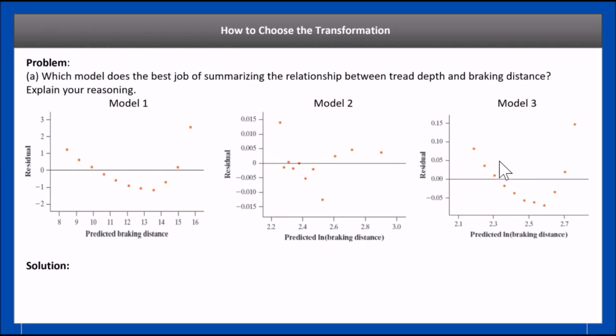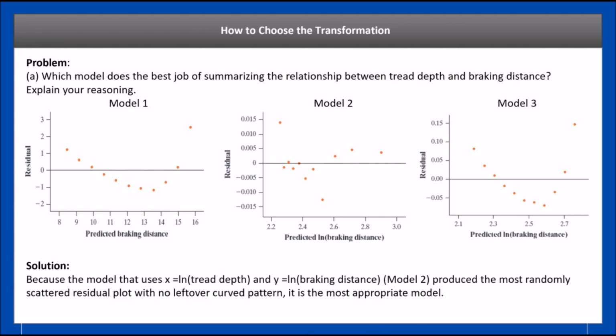And then we got model 3, we got another pattern here. Because the model that uses x equals natural log of tread depth versus natural log of braking distance, that's model 2. That produced the most random scattered residual plot, no leftover pattern. That has to be the appropriate model. If we're doing the natural log of both, we're looking at a power model, right?